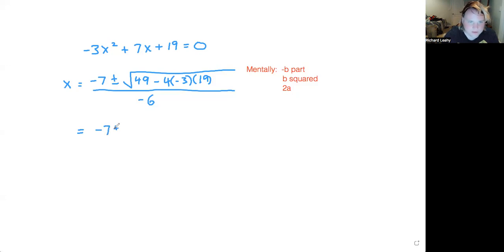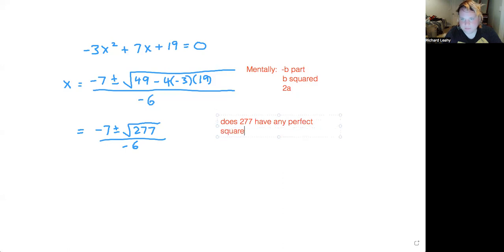Get negative 7 plus or minus the square root of 277 over negative 6. Okay, now you want to check 277 to see if it has any perfect square factors. So that's what we're asking. Does 277 have any perfect square factors? How do we check that? There are many different ways.